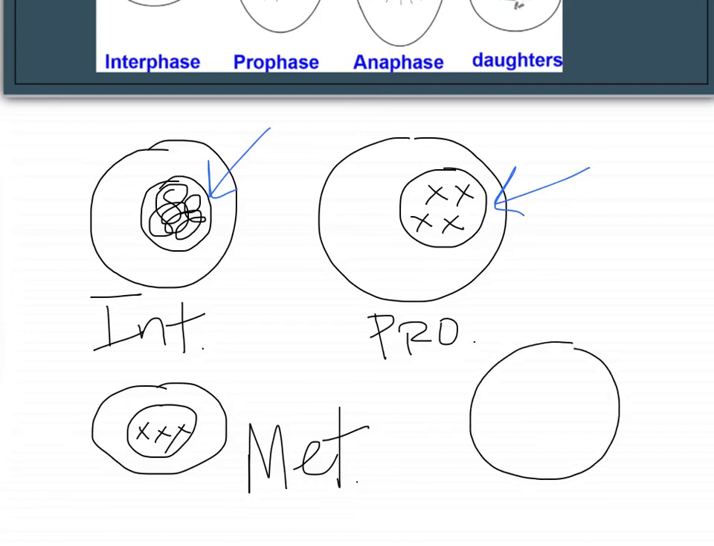Next up comes anaphase. Basically, those X's are going to separate. They're going to look like little V's like this. See how you can visualize that this was once an X and this was once an X. That is going to be called anaphase.